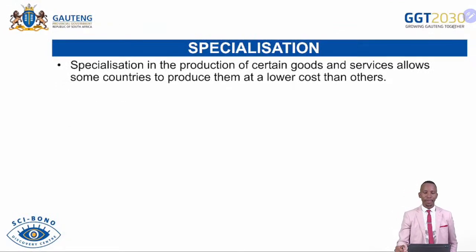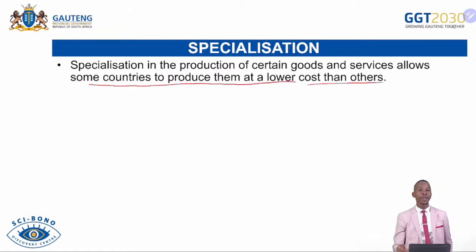Specialization. Remember, we said specialization is all about the country being able to produce more of a particular product than any other country in the world. So specialization in the production of certain goods and services allows some countries to produce them at a lower cost than other countries. So you are specializing if, given the same inputs, you are producing more than the other country. You are specializing in that case.